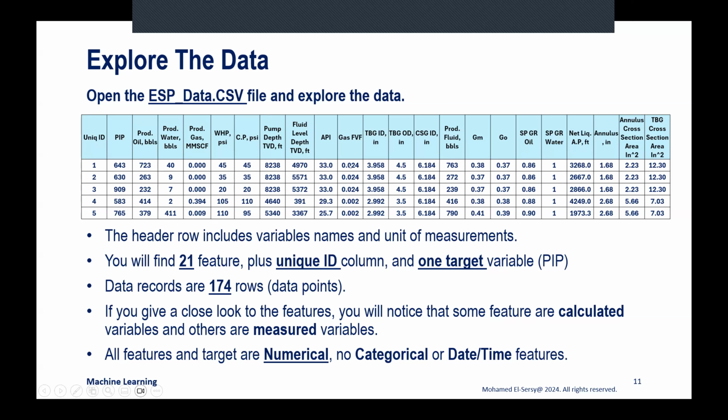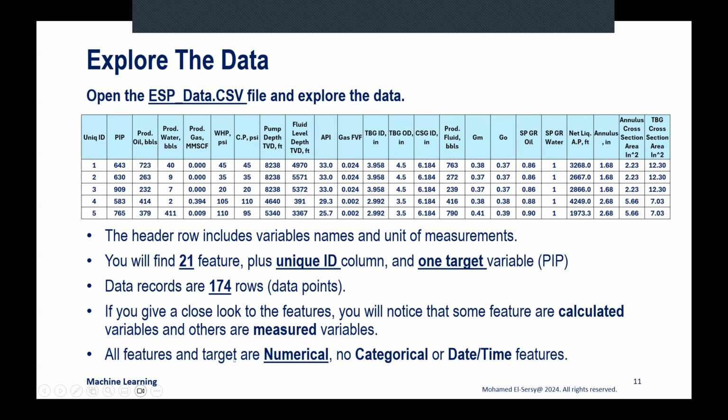And you will have the API, gas formation volume factor, tubing inside diameter, tubing outside diameter, and the casing inside diameter. And this is the density of the mixture, water and oil. And this is the density of oil, the specific gravity of oil. This is calculated from the API or vice versa. And the specific gravity of the water, it's all one. And the areas, this is the areas calculated from the diameters here. So we have some input data gathered from the field, and you will see some calculated data we have calculated and added into our data set.